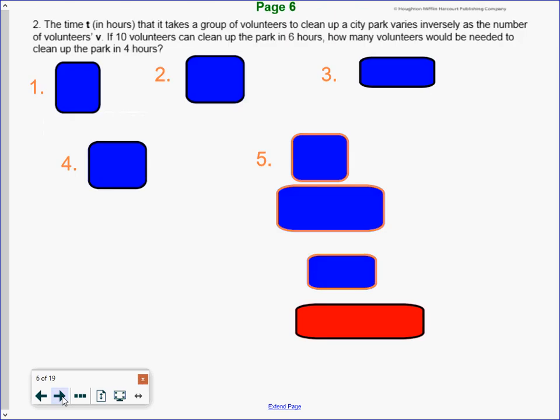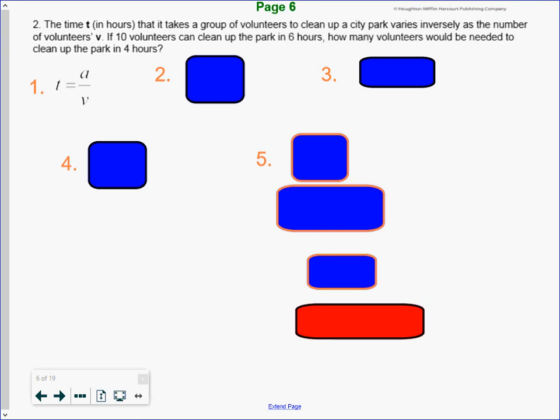So let's do one more example. Let's go over number 2. Here, we're told the time T in hours that it takes a group of volunteers to clean up a city park varies inversely. There's that key word again, varies inversely, as the number of volunteers V. So since I know it's an inverse variation, because it tells me they vary inversely, and I know my two variables are T and V, I know my general equation is T equals A over V.